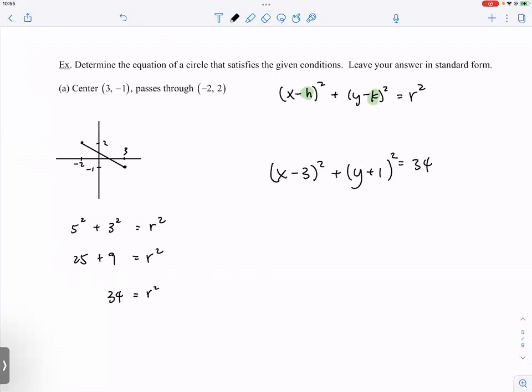It's just the distance formula, the Pythagorean theorem. You know how we did the vectors.